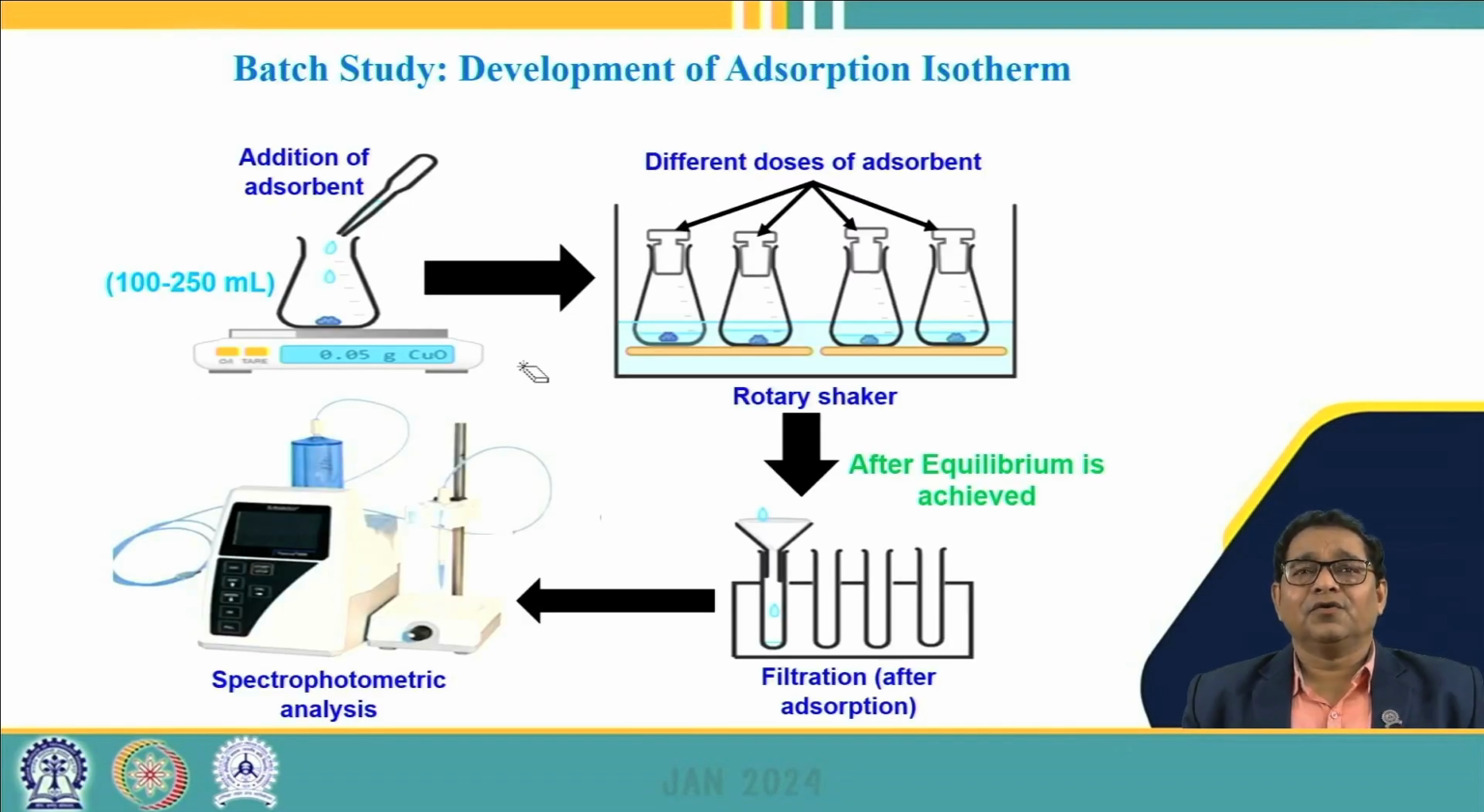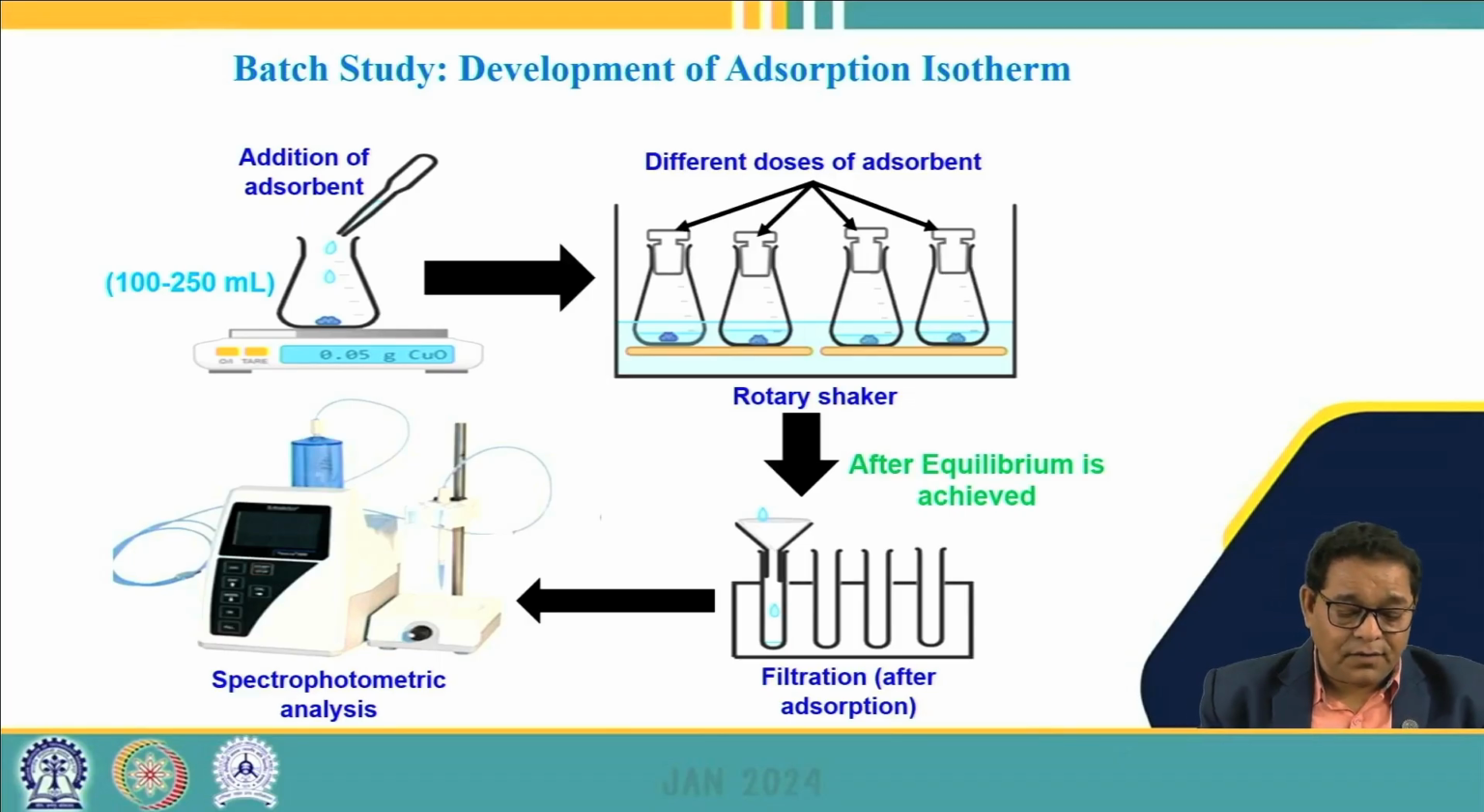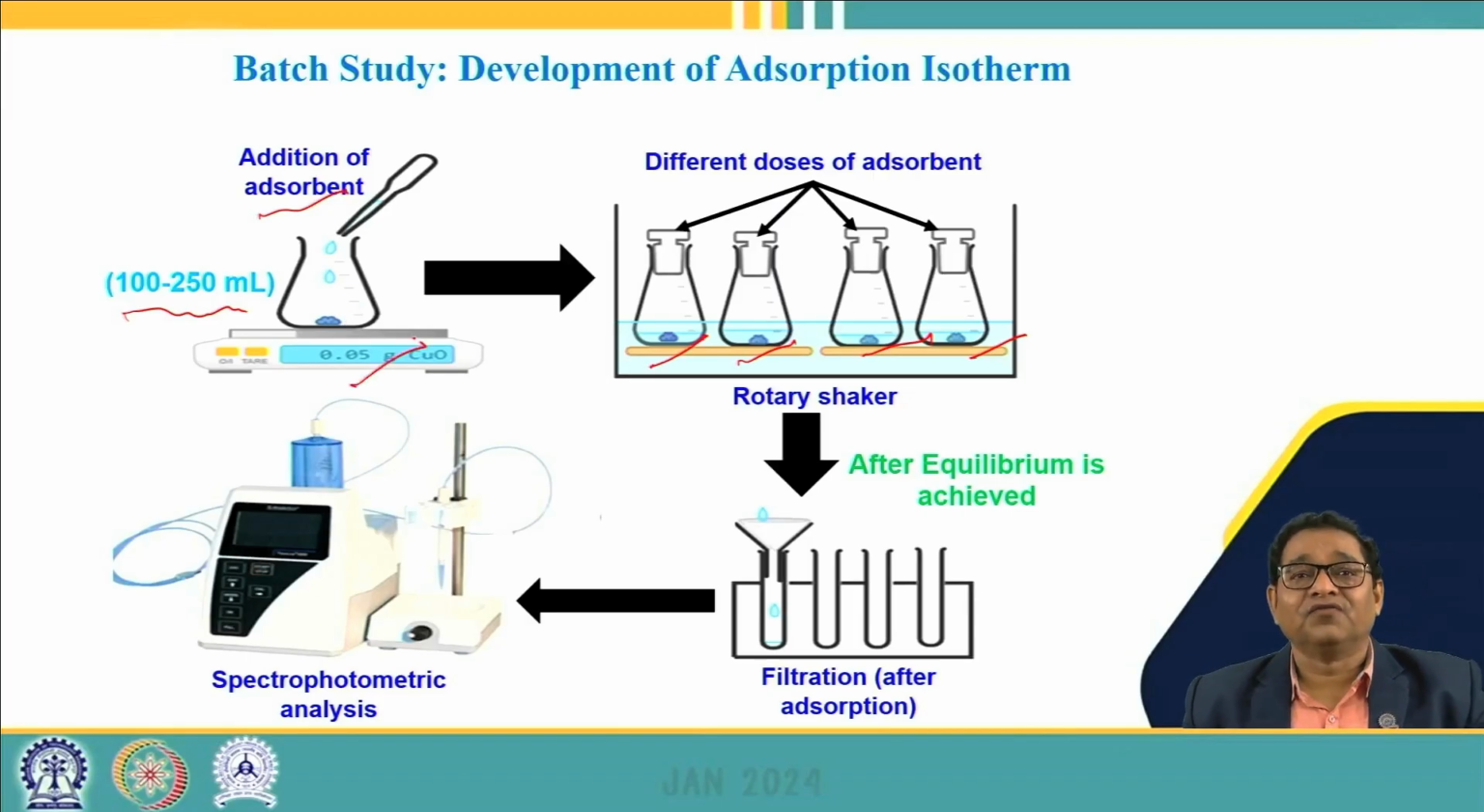So let us discuss the batch study and why this study is performed. Basically, as we have discussed, there are various isotherms, and to determine the parameters of the different isotherms we have to conduct this batch study. This batch study is performed by taking a fixed amount of sample, say 100 to 250 ml, in different volumetric flasks. Say we have taken 4 to 5 flasks, and then we add different amounts of adsorbent, starting from say 0.5 gram, 0.6 gram, 0.7 gram, like that, different doses of the adsorbent in all these flasks.